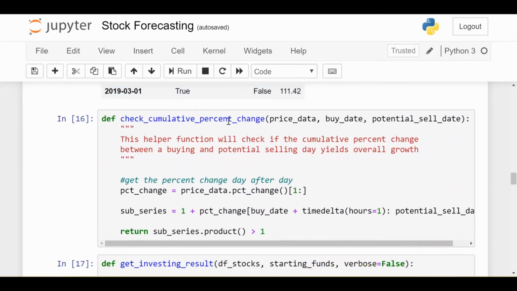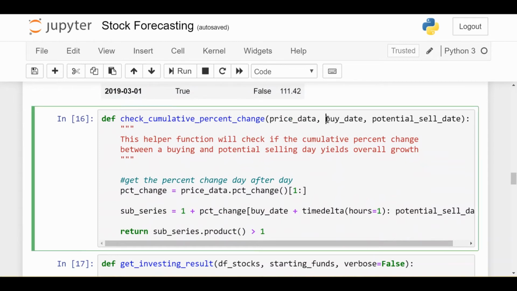We have this little helper function here called check cumulative percent change, which basically takes in 3 arguments: the price data, the date we bought the stock, and the potential date we're considering selling it. And it just returns true if we've made a profit by that point, and it returns false if we have not made a profit by that point.